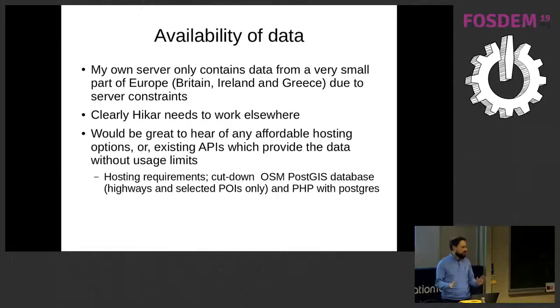Or even if anyone has got any spare servers lying around that I could possibly use, if you're particularly interested in this project. Okay, so what I'm looking for in terms of somewhere to host it is an OSM PostGIS database, which only needs to store highways and selected points of interest, and my API uses PHP, so that's what would be needed. Or if anyone knows of any existing APIs that someone else has written where I can get GeoJSON data of OSM.